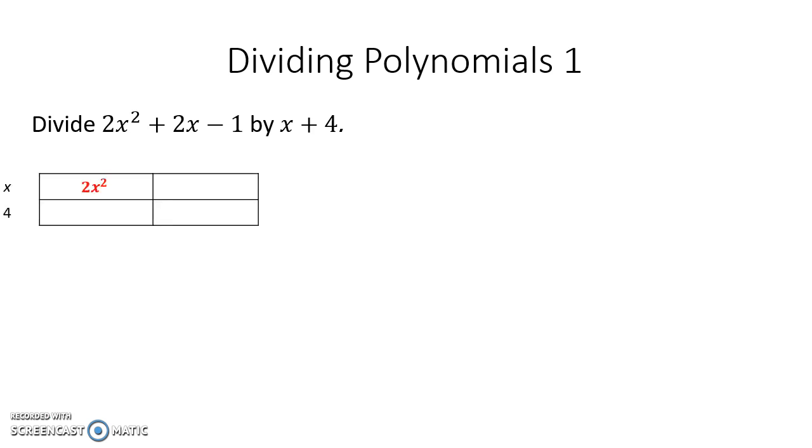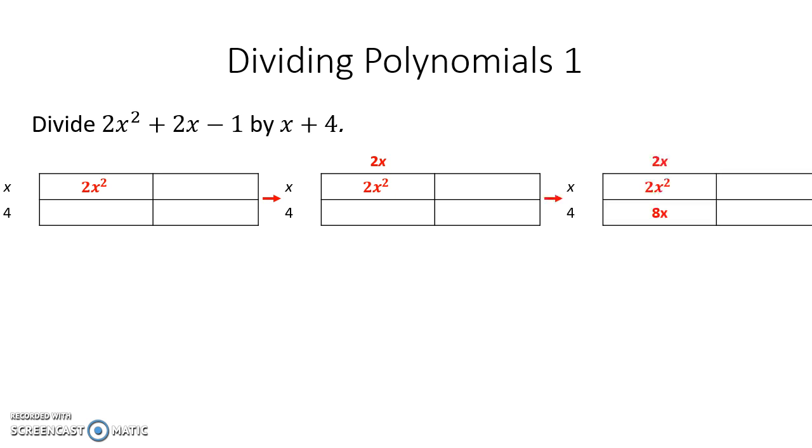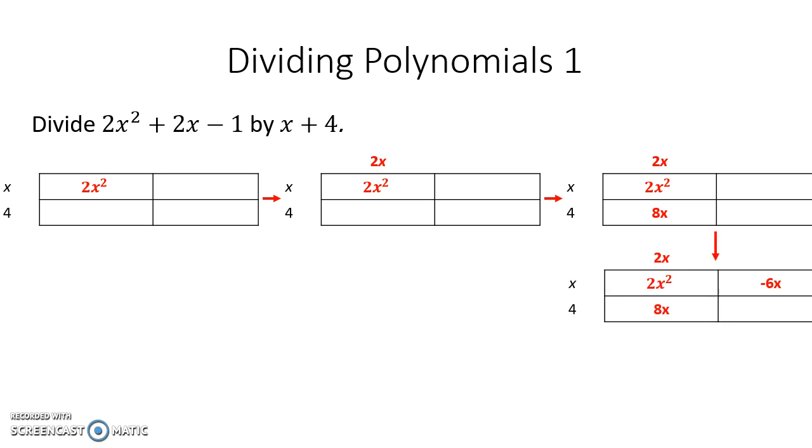I'm going to put my x plus 4 along the left, just like I've been. I'm going to put the 2x squared in the top left box. So now we're going to think x times what gives us 2x squared? It should be 2x. Once we know that, we can multiply back down and get that 8x in the bottom left box. Well, now we have 8x. We want to get 2x. So to get 2x from 8x, we have to subtract 6x. That's what's going to go in that top right box.